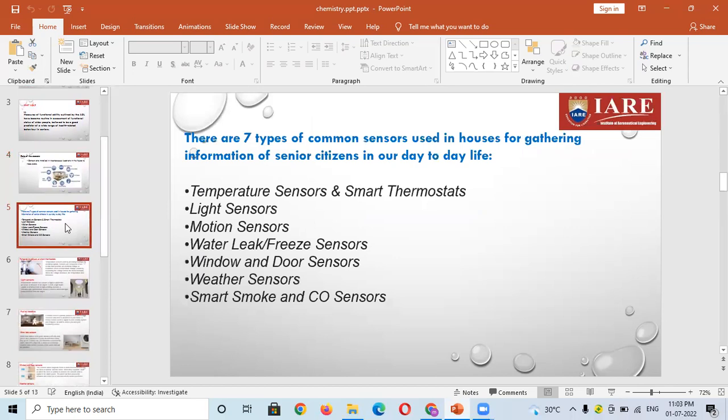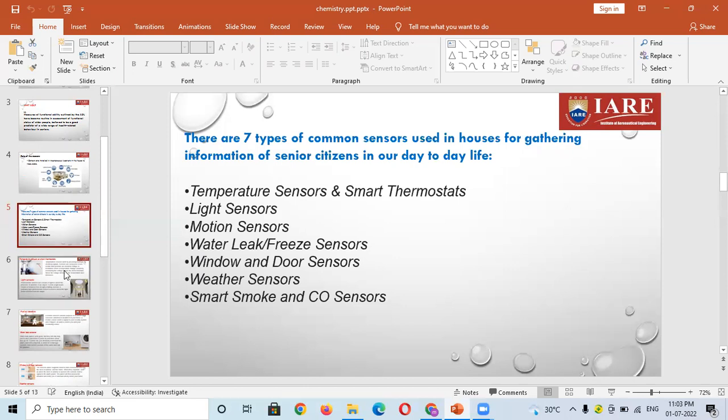Coming to the next slide, there are totally seven types of common sensors used in our houses for gathering information of senior citizens in our day-to-day life. The seven types are: temperature sensor and smart thermostats, light sensor, motion sensor, water leak sensor, window and door sensor, weather sensor, and smart smoke and CO sensor.